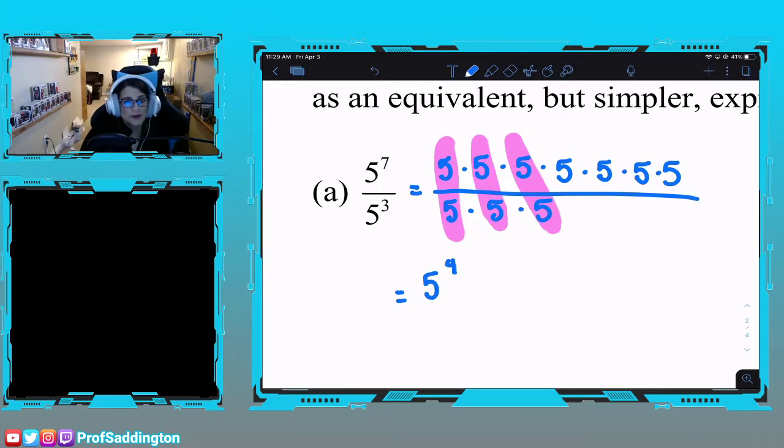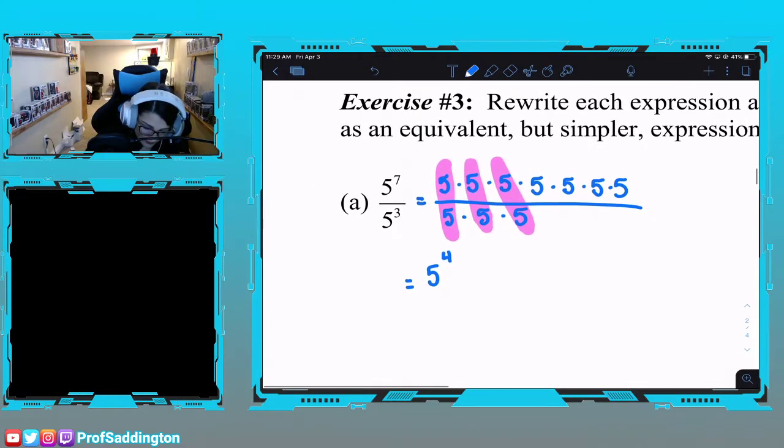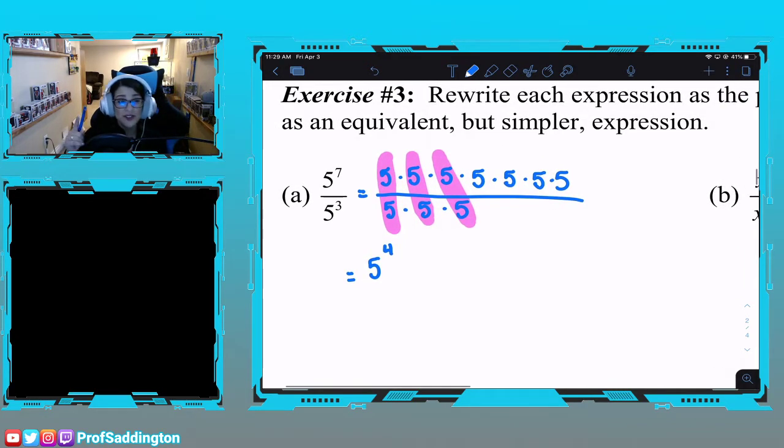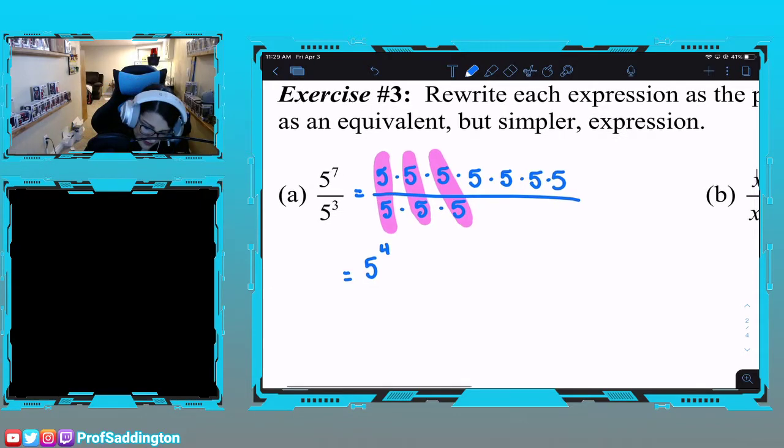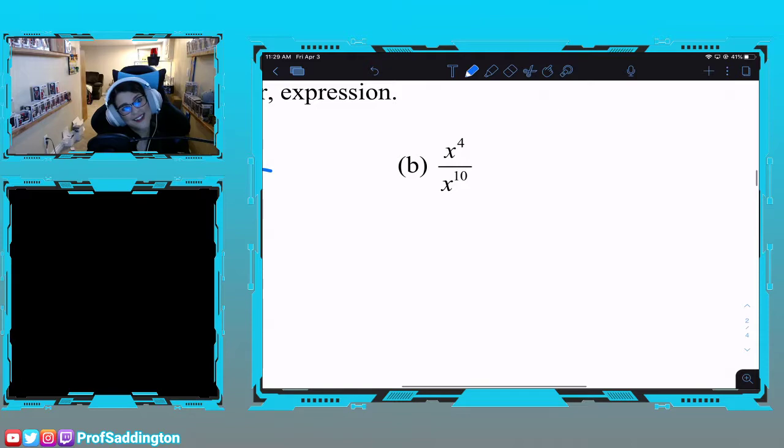Now some of you might be like, well, can I just subtract the exponents? Absolutely. 7 minus 3 is 4. I'm totally fine if you do it that way. Where you got to be careful though is if you have a higher exponent in the denominator. You got to be careful of that. Which, coincidentally, is our next example.